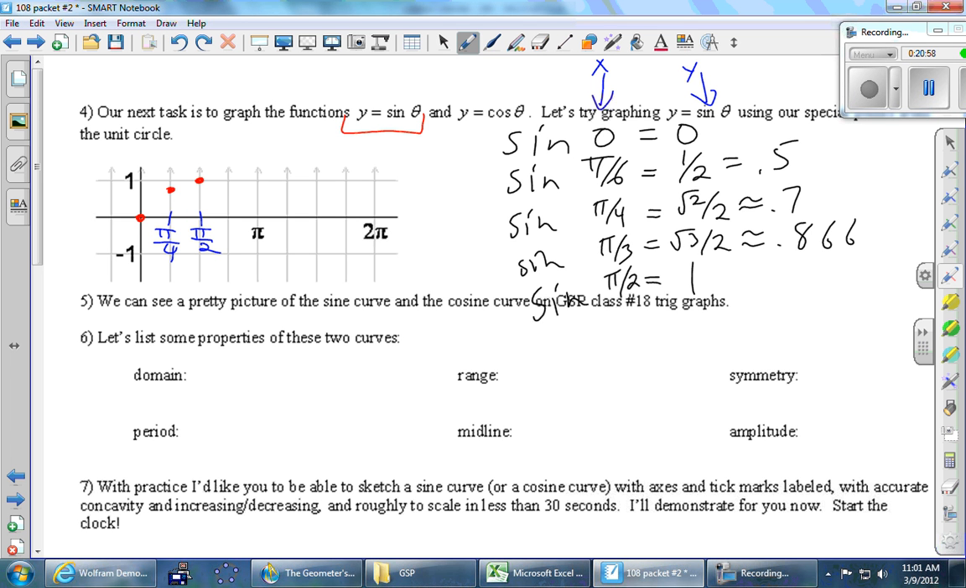What's the y-coordinate supposed to be at pi over 6? It's a half. So relatively close to pi over 4, we're at a half. And then on the other side of things, pi over 3 is not that much bigger than pi over 4. And I'm supposed to be up almost at 1 at 0.866. So maybe something like that. And so I'm just going to connect these with some smooth curve. And we've got the beginning of our graph of sine of theta.